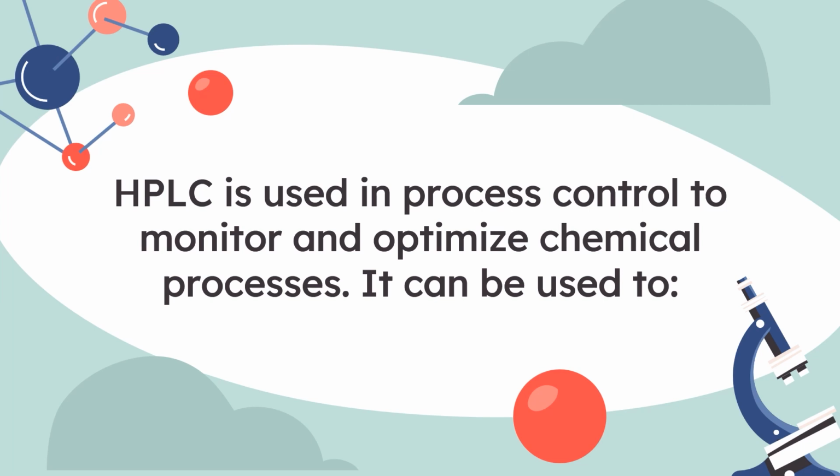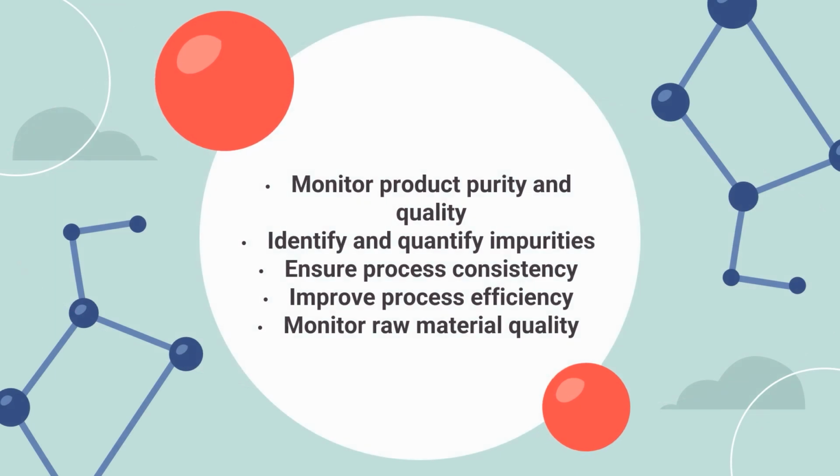HPLC is used in process control to monitor and optimize chemical process. It can be used to monitor product purity and quality, identify and quantify impurities, ensure process consistency, improve process efficiency, monitor raw material quality.